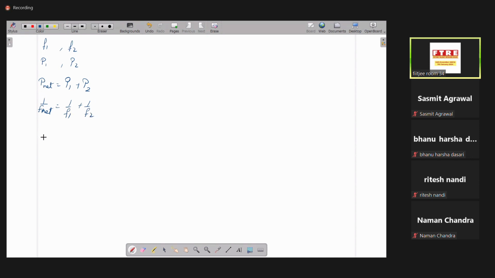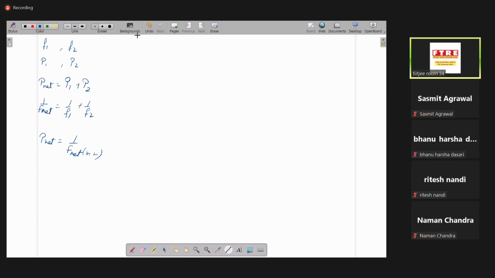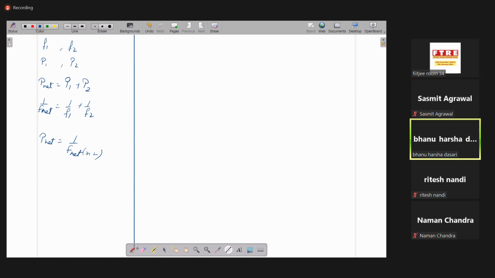But beta, if you find out, you will get P net is also equal to 1 upon F net, of course in meters. It will always be true. Are you getting a case where this relation is not holding? This is what you are trying to say. Yes, ma'am, I think I might have made a mistake. I'll confirm again. Yeah, check, because the relation will hold. P net will be equal to 1 upon F net. Okay?